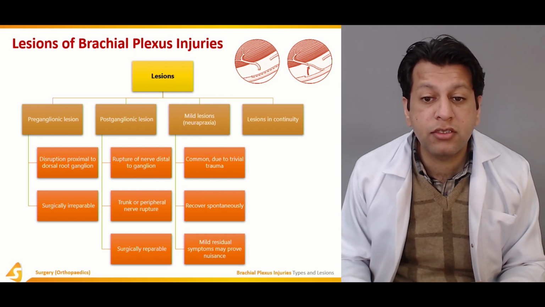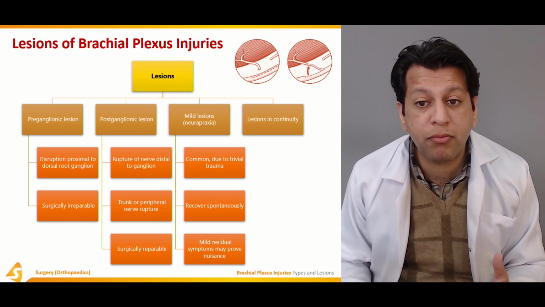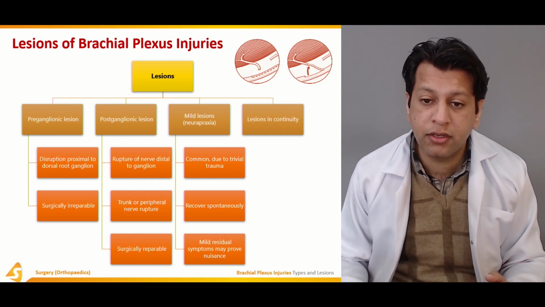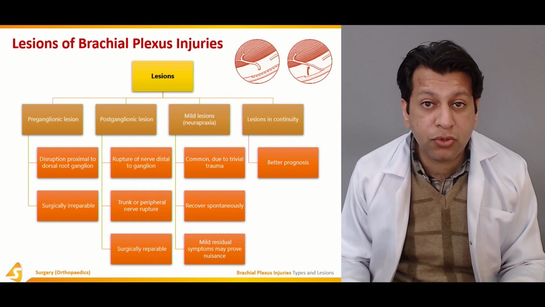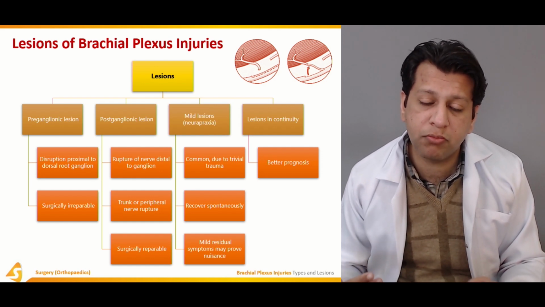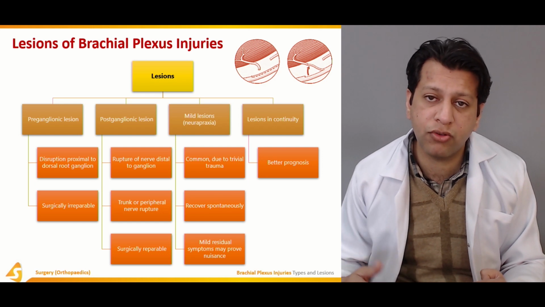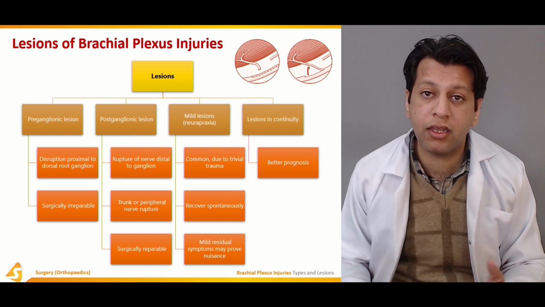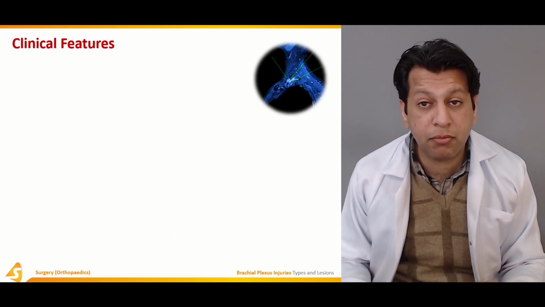The other is the lesions in continuity. The other form is that the whole of the axon, or axonotmesis, has occurred. This has a better prognosis. Why? Because the nerve has lost its function, but the lesions are continuous. It can be either repaired or nerve grafting can be done. That is why it has a better prognosis.